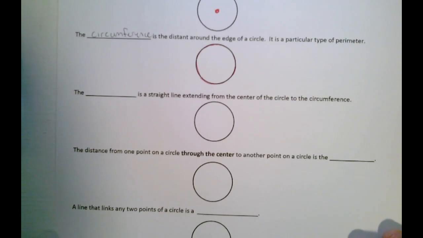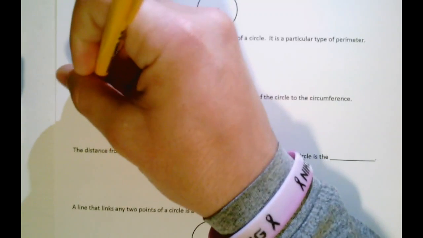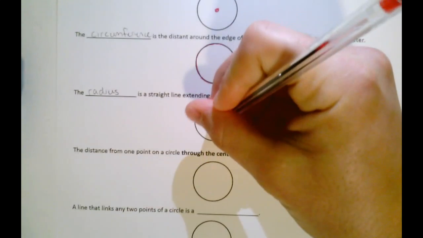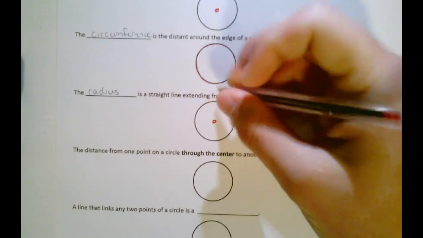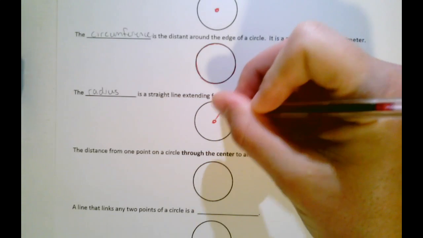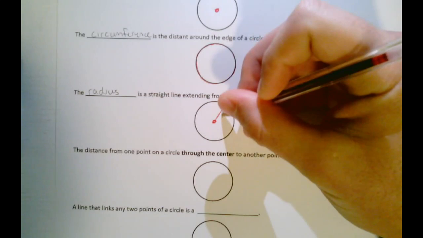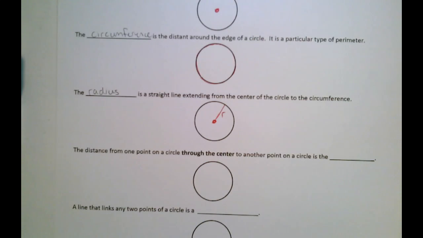So the next definition is the blank is a straight line extending from the center of the circle to the circumference. That's going to be called a radius. So if I drew the center of the circle and extend a line out to any point on the circumference, that would represent the radius. So this is what we would call a radius.